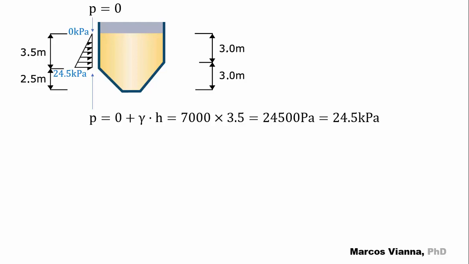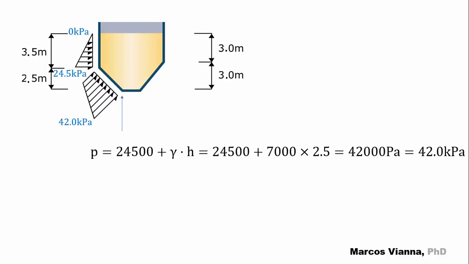Notice that at 3.5 meter depth, the pressure will be P equals 0 plus gamma H equals 7,000 times 3.5 equals 24,500 pascals equals 24.5 kilopascals. From this point to the bottom, the pressure starts from 24.5 kilopascals and grows proportionally to the depth, and it's always perpendicular to the surface. The slope of the diagram will change, as shown in the figure.